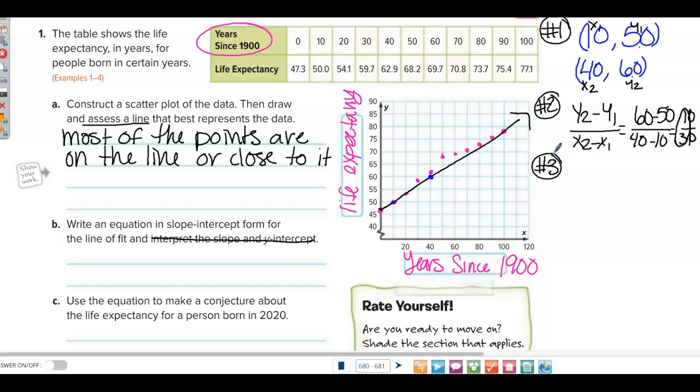is to sub that into the equation. Y equals m, we found to be 1/3, x plus b. Okay. Step number 4.